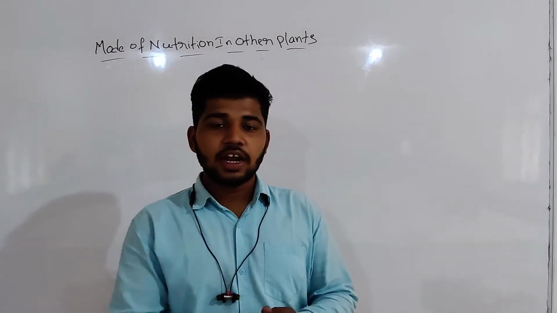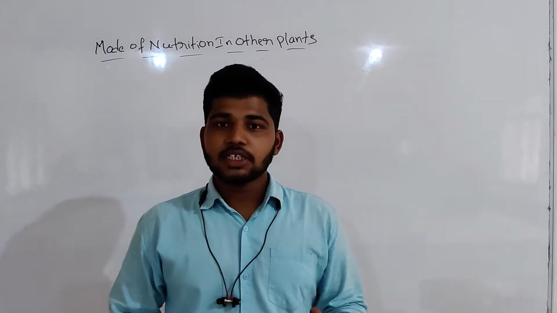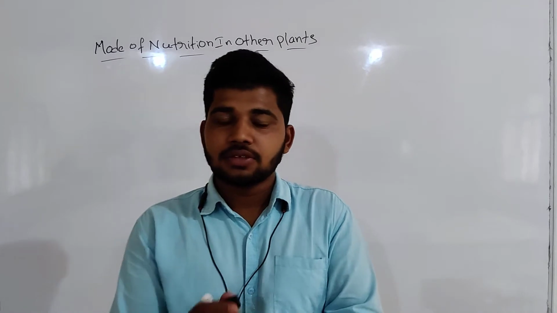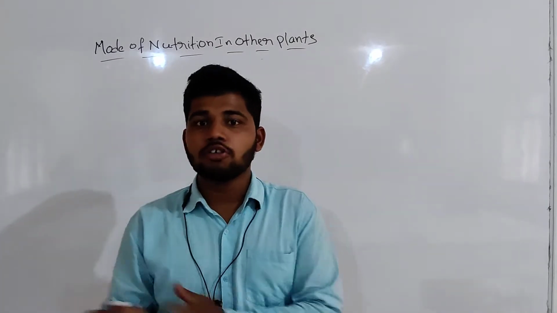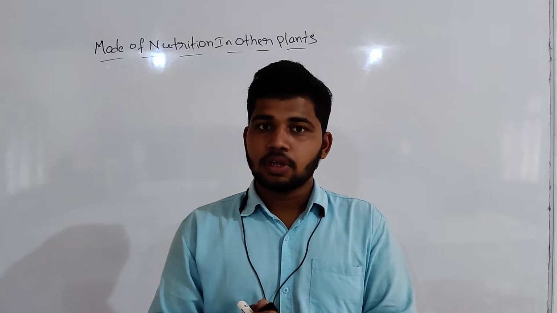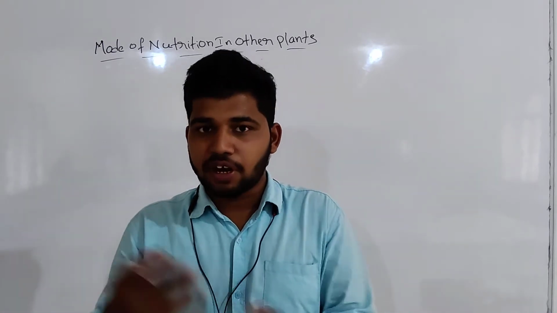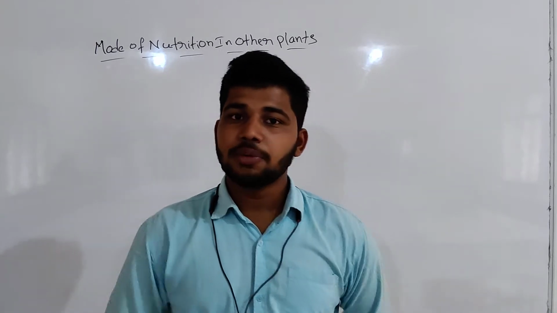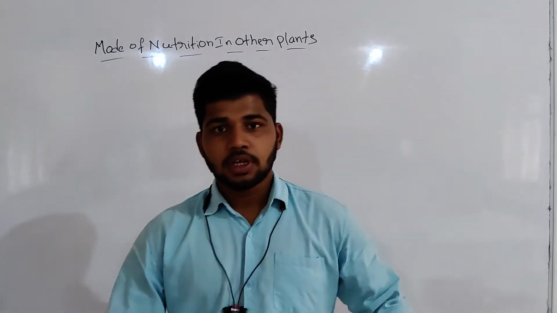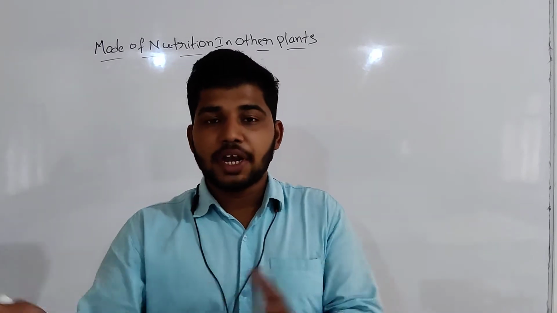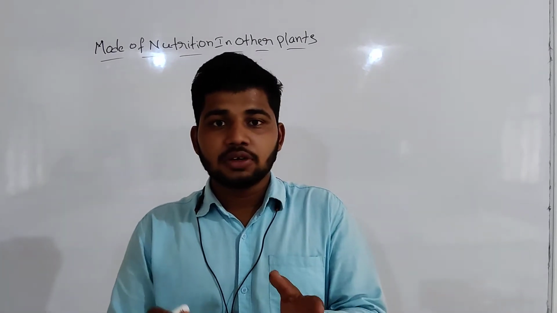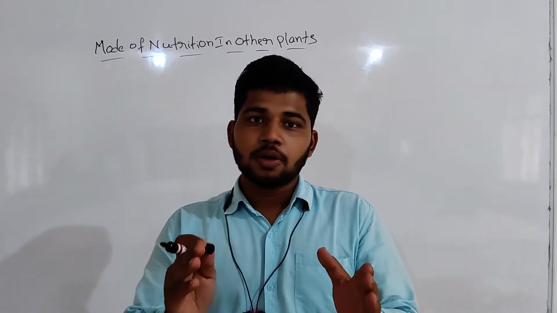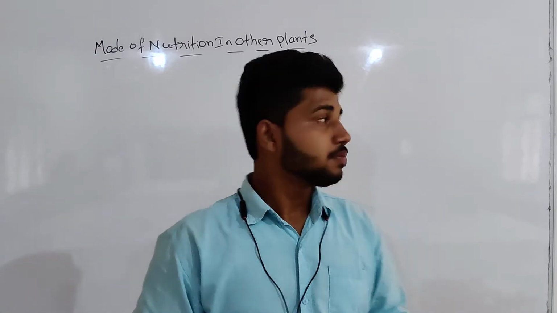In yesterday's class, we learned about green plants having a pigment called chlorophyll. But other plants do not have chlorophyll. How are they going to synthesize food? These are called the heterotrophic mode of nutrition. What is the meaning of the heterotrophic mode of nutrition? The plants or animals which depend upon other plants for their food follow the heterotrophic mode of nutrition.